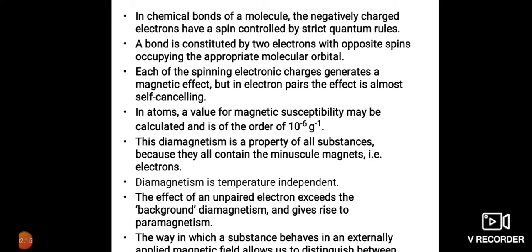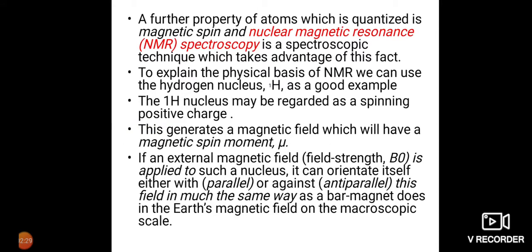Whereas, if only one electron, an odd number of charged particles, is left over, it creates paramagnetism. That means the molecule or atom now behaves like a magnet. Further, this property of an atom is quantized based on its magnetic spin. Nuclear magnetic resonance spectroscopy takes advantage of the fact that an atom, and as a whole the molecule, can act as a tiny magnet, provided it has an extra electron or an extra proton.